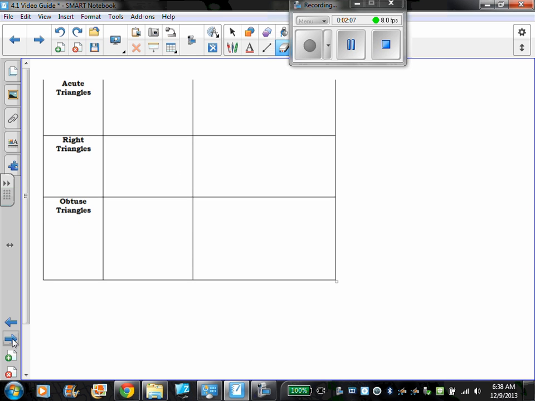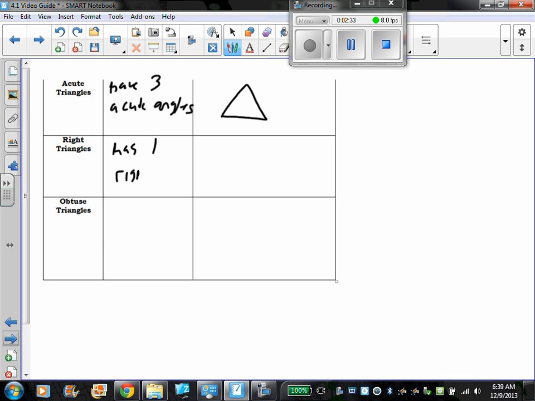By angle is something we've already discussed, so I'll just run through it really quickly. Acute triangles have 3 acute angles. Our equilateral triangle from just before is actually a really good example of one, because all the angles have to be 60 degrees. A right triangle has 1 right angle. And remember, the easiest way to indicate that we have a right angle is to put that mark there.